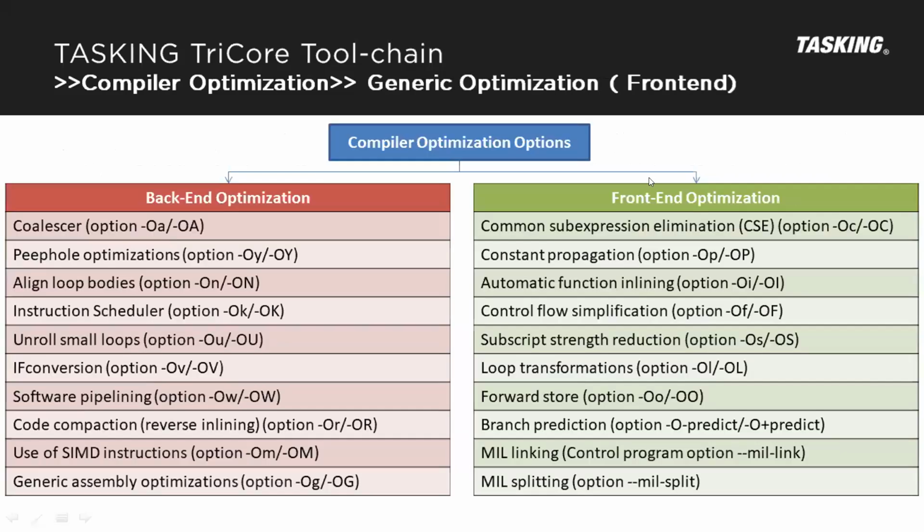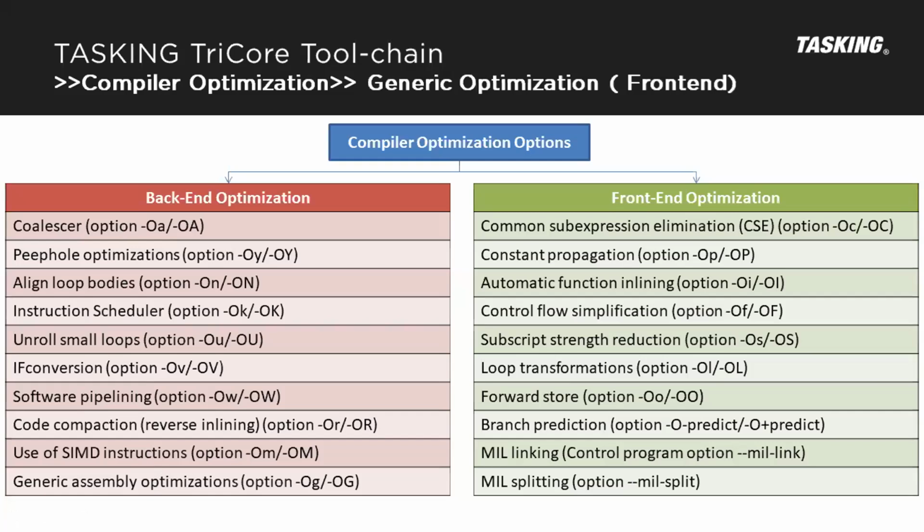All right, so let's see here the compiler optimizations. As we agreed, we have front-end optimizations that are not related to any core-specific optimization, and the back-end optimizations, which are based on the specific core. And this is the list of the optimization algorithms provided for the front end, and this is the list of the back-end optimizations provided for the back end.